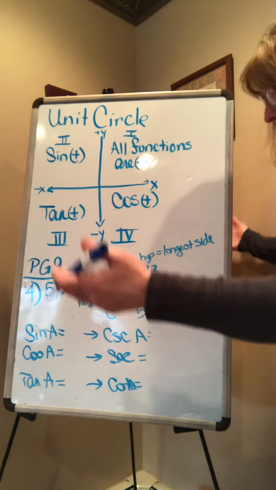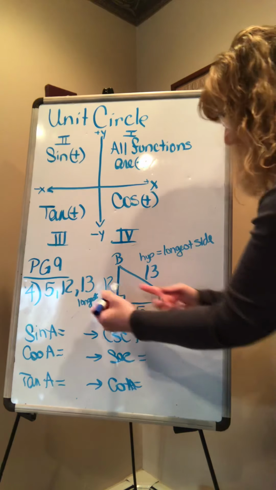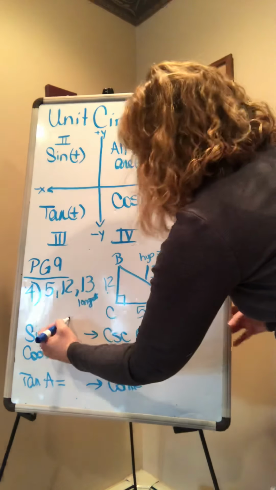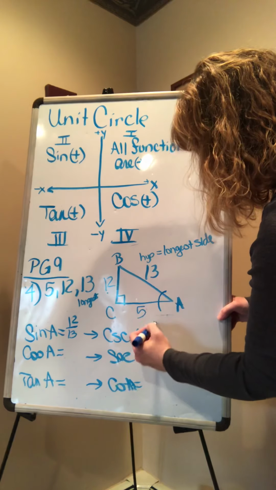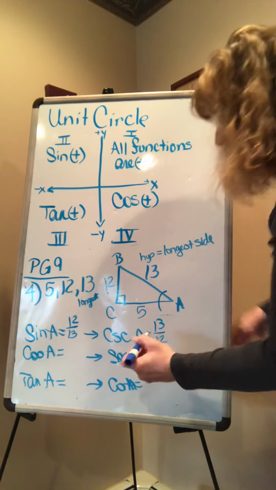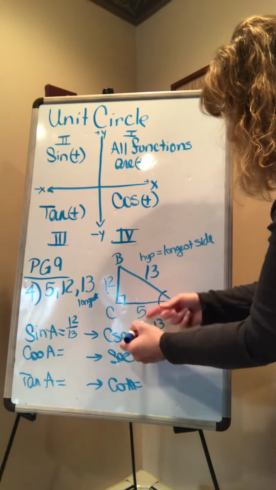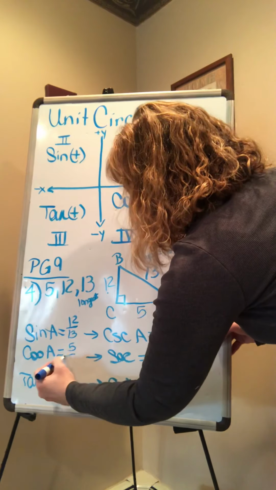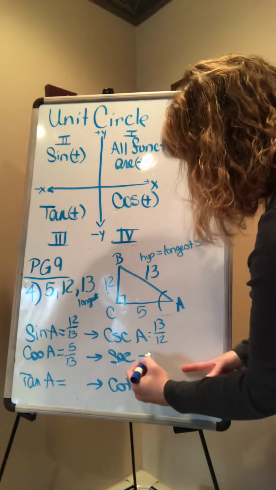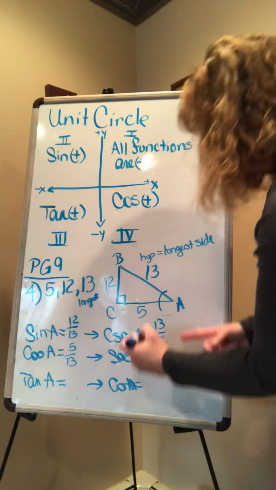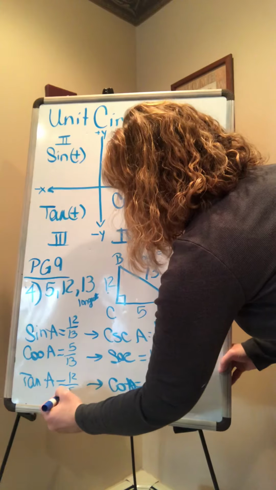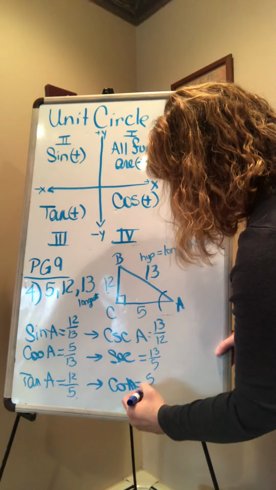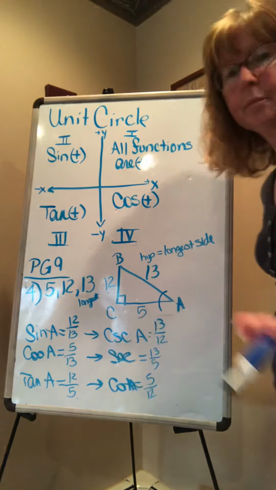Well, that just changes life because now your sine is 12/13, and your cosecant would be 13/12, and your cosine would have been 5/13, and then your secant would have been 13/5, and your tangent would have been 12/5. And your cotangent would have been 5/12. So notice they would have just been opposite.